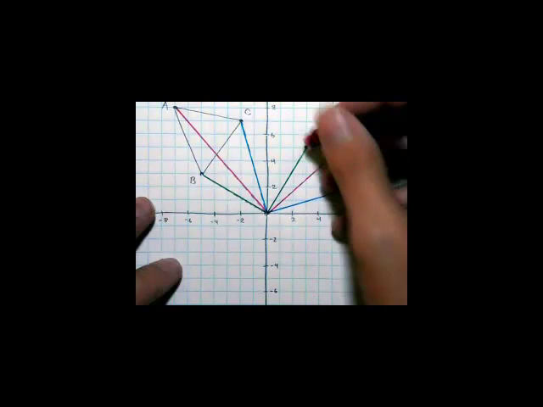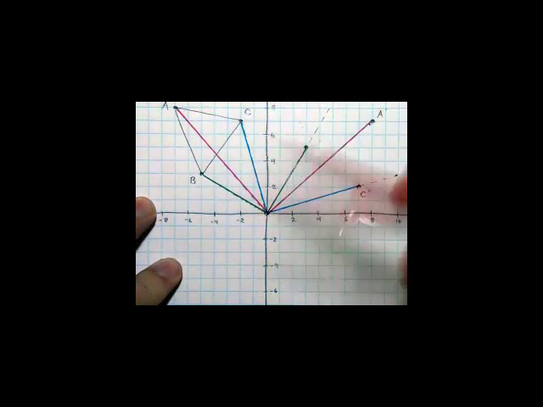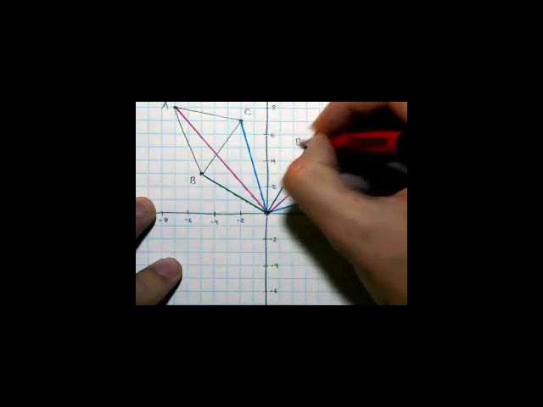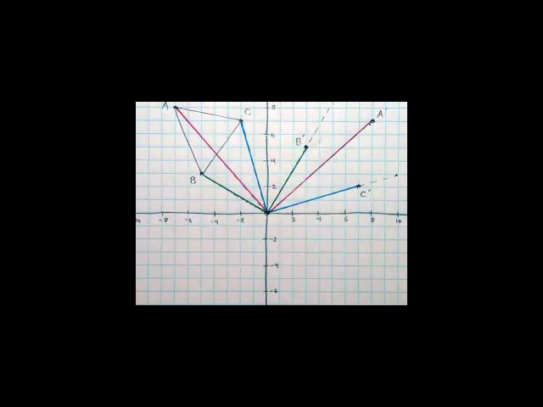Okay, so I'm going to move this B prime to the other side here because it's going to get in the way of my triangle. But if I put these together now, I should have my triangle all rotated. Okay?